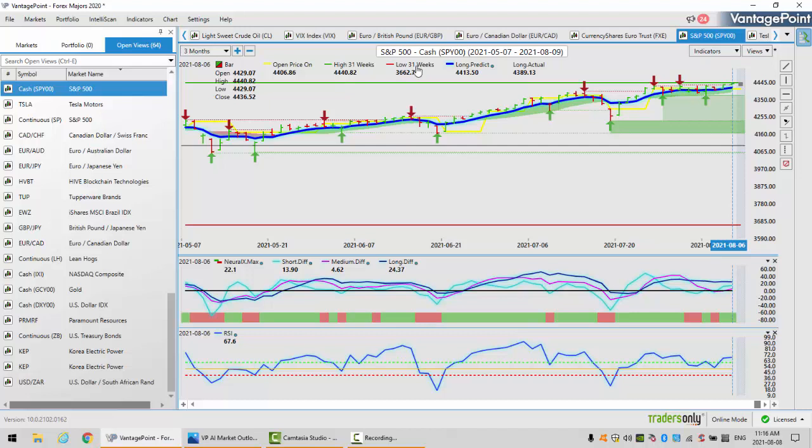But the 31 week low is all the way down at 3662. So this makes me a little bit nervous that there's a very large gap between the yearly high and the yearly low, which screams of a retracement. And not necessarily a trend reversal, but at least a retracement. So I'll be watching that closely next week.